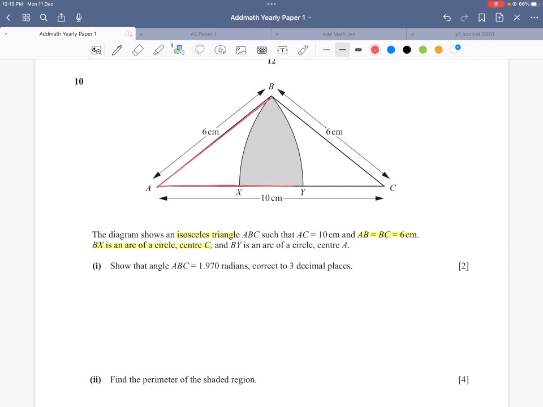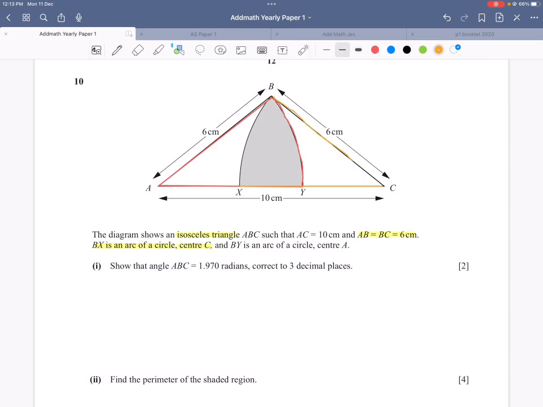Now that is one sector, right? It's one sector BAY, the first one, and also we have BX, the second one. It will be like this, highlighting with orange pen.